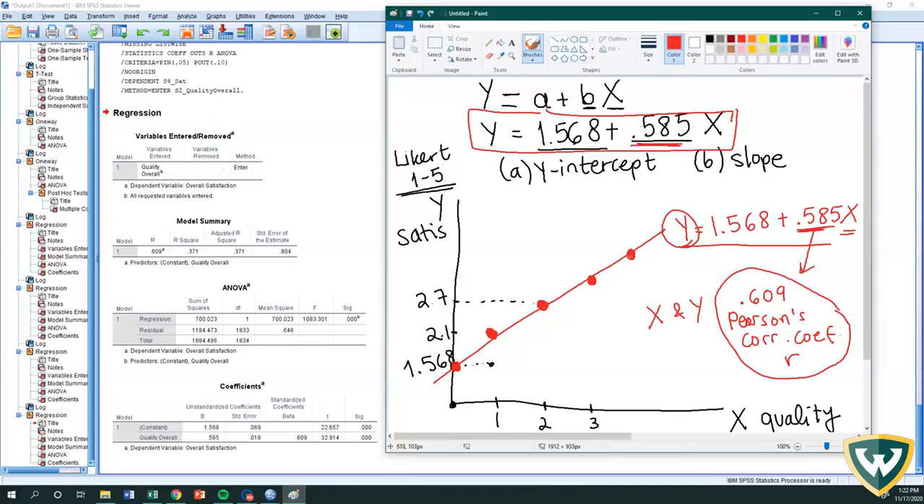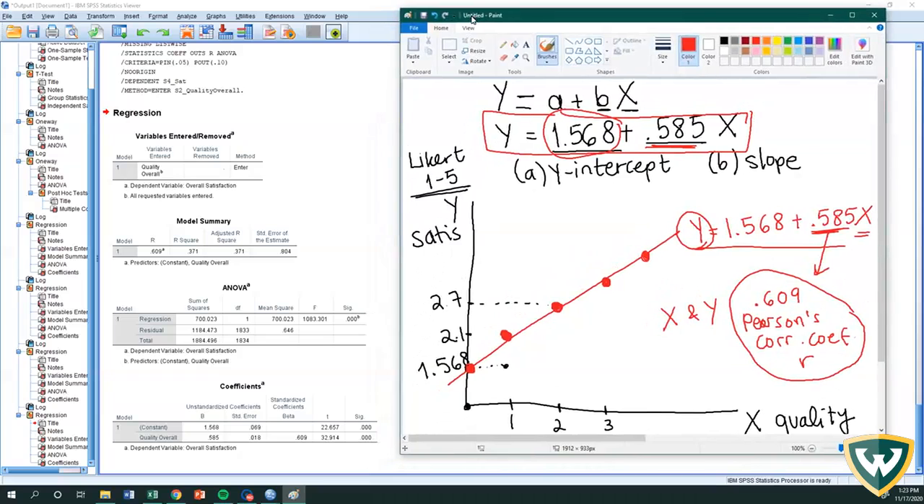Both the 0.585 and the second row here came out to be statistically significant, and the y-intercept 1.568 came out to be statistically significant because the sig values are less than 0.05 for both our A variable and the B variable. So that's about it for bivariate regression, and I will talk more about multivariate in another video.